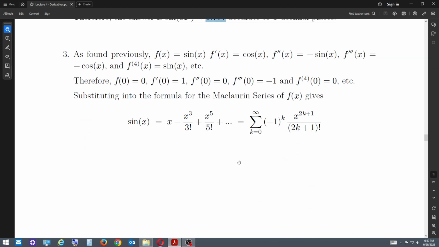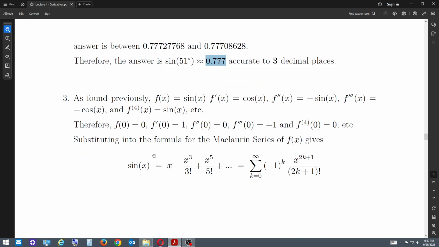Now again, the Maclaurin series, this time we want the Maclaurin series for sine of x, which works out to be this. I'm not going to go too much into this in this video. That's not the main purpose of this.